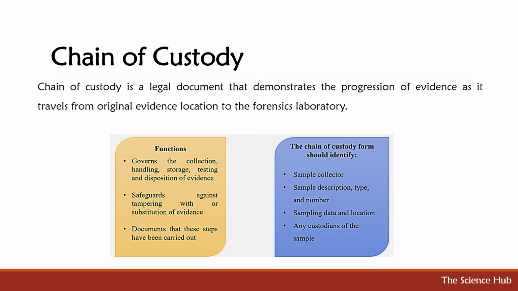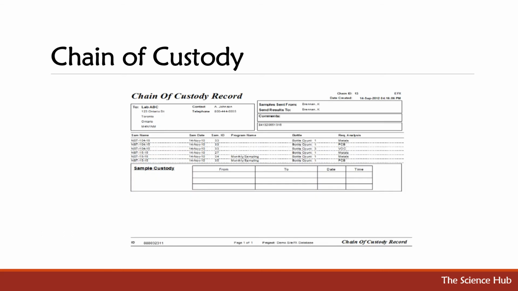The chain of custody form should identify the sample collector, sample description, its type, and the number. Sampling data and location. Any custodians of the sample. We can say this is the chain of custody record form where all the evidence or the persons who are involved in maintaining the chain of custody can be listed here, and we can see over here.